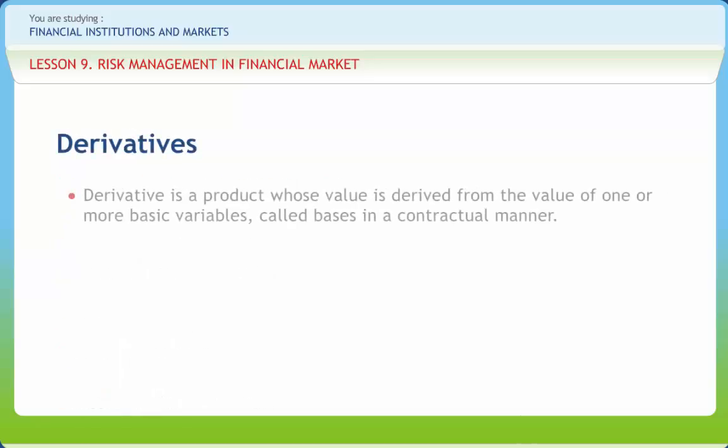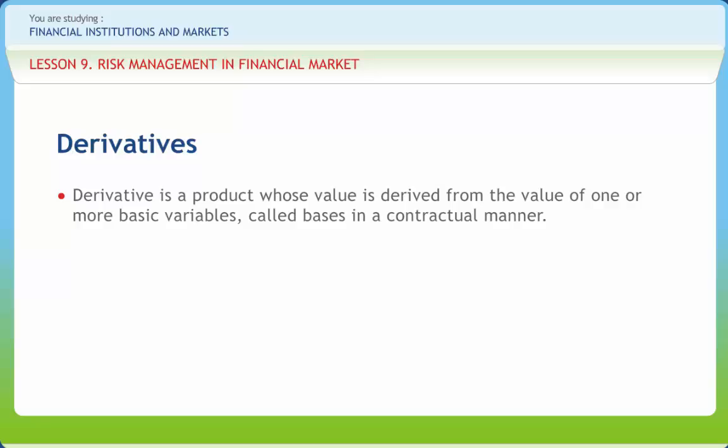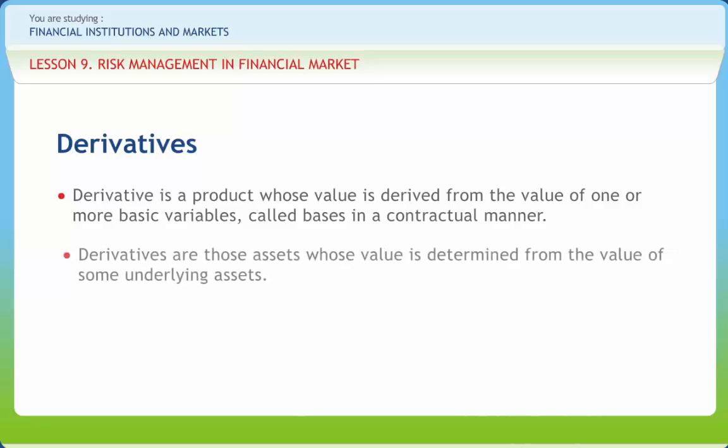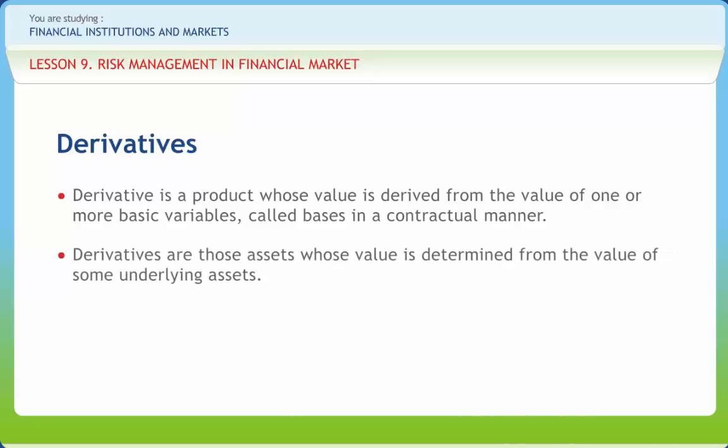A derivative is a financial instrument, or more simply an agreement between two people or two parties that has a value determined by the price of something else, called the underlying. Derivatives are those assets whose value is determined from the value of some underlying assets. It is a financial contract with a value linked to the expected future price movements of the asset it is linked to, such as a share or a currency. There are many kinds of derivatives, with the most notable being swaps, futures, and options.